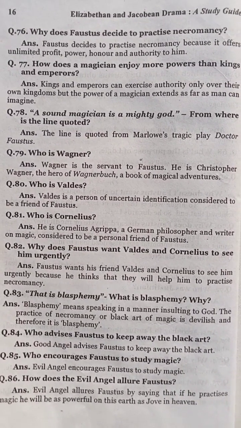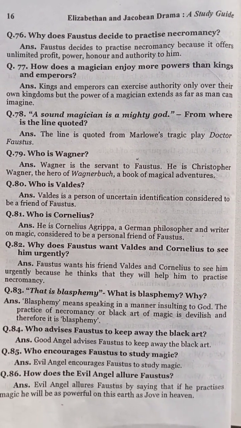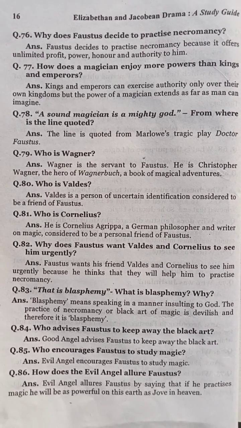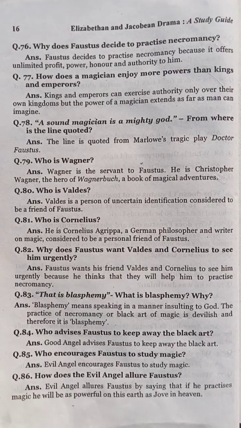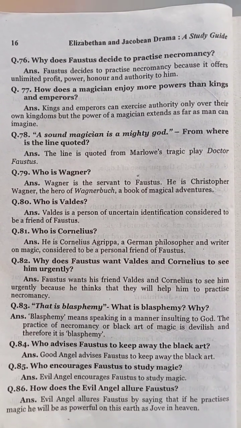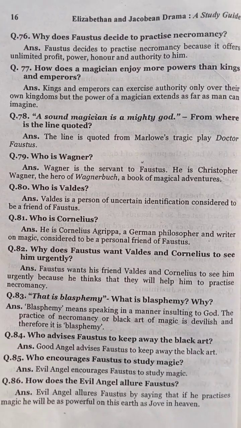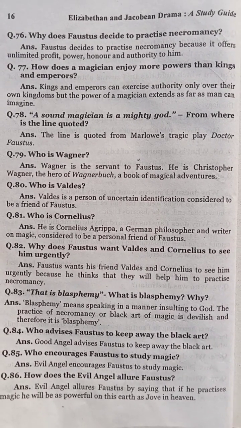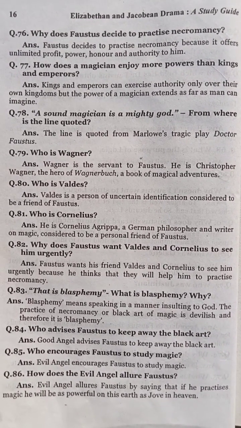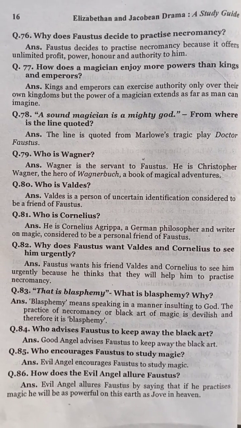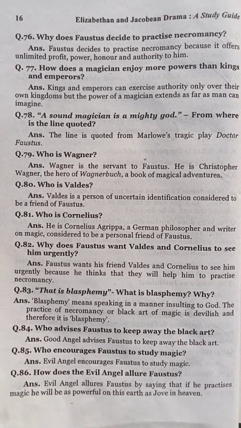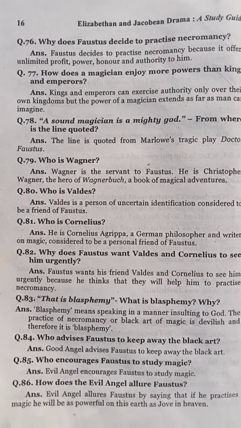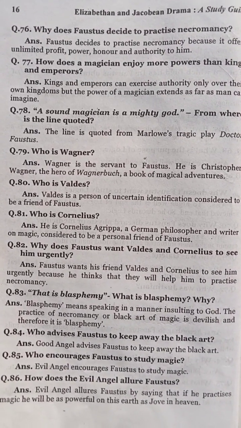76. Why does Faustus decide to practice necromancy? Faustus decided to practice necromancy because it offered unlimited profit, power, honor, and authority to him. 77. How does a magician enjoy more power than kings and emperors? Kings and emperors can exercise authority only over their own kingdom, but the power of a magician extends as far as man can imagine.